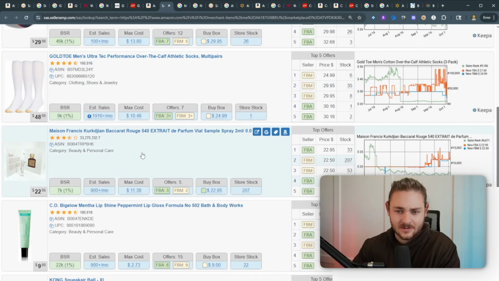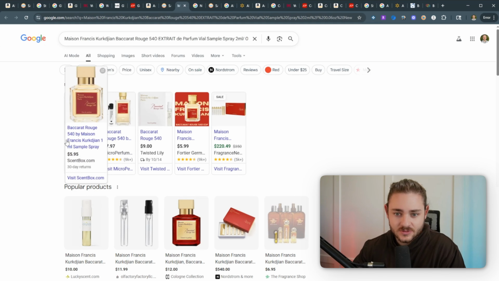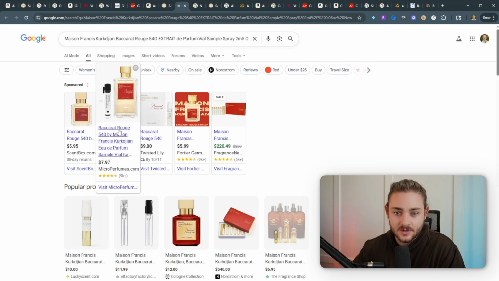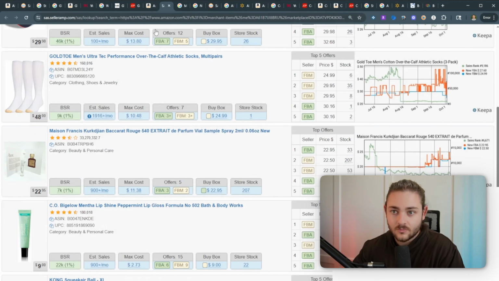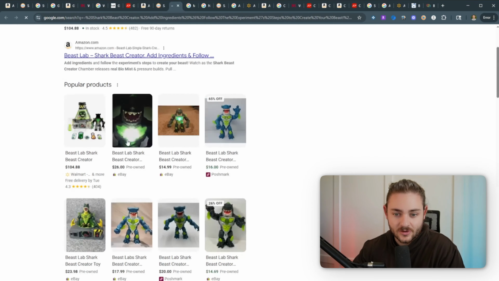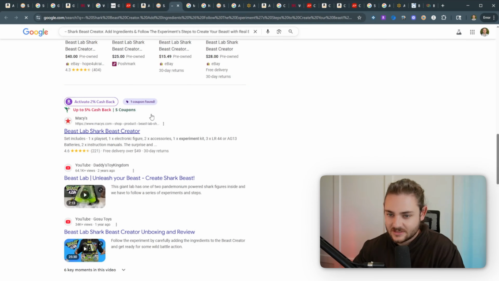Let's see. So it's like a micro perfume. 0.06 ounces. Is that the same thing as 1 milliliter? That's 2 milliliters. So no. A lot of these, most of these are like 1 milliliter samplers or something. Like I said, I just like to look at the ones that other people are already having success with, like a Mr. Beast toy or something like that.